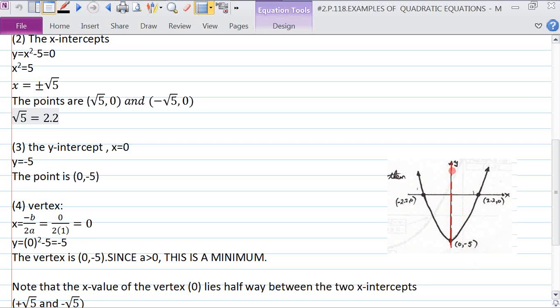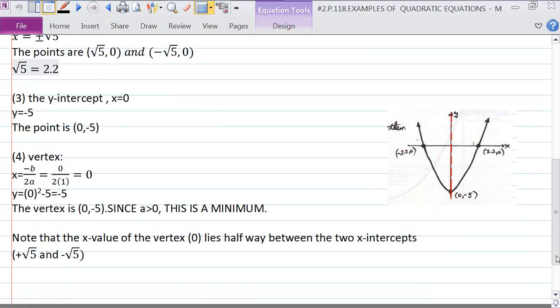So what do we have so far? We have the axis of symmetry, we have the two x-intercepts right here, and we have the y-intercept right there. When we connect these points, this, and this, we get the shape of the graph. So you always have to connect the points to actually get the graph.